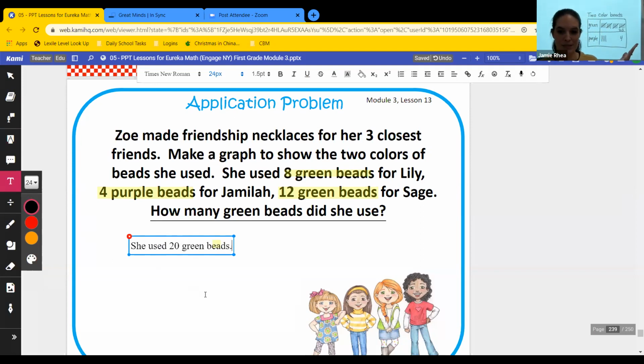Now, did we solve our mystery? Yes, we did. We answered our question. How many green beads did she use? We know that she used 20 green beads.